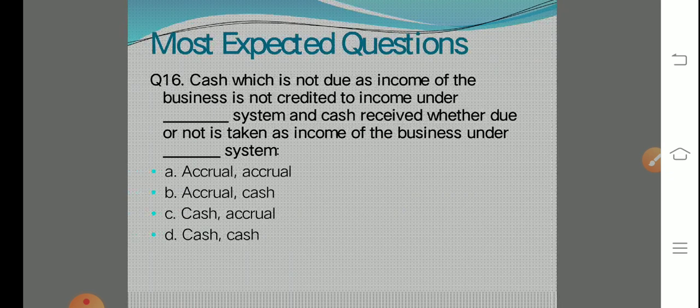Cash which is not due as income of the business is not credited to income under dash system, and cash received whether due or not is taken as income of the business under dash system. So the options are accrual and accrual, and cash, accrual, cash. So let's see what the correct answer is. The correct answer is B, accrual and cash. Cash which is not due as income of the business is not credited; this is called the accrual system, and cash received whether due or not is taken as income under the cash system. Let's move to question number 17.